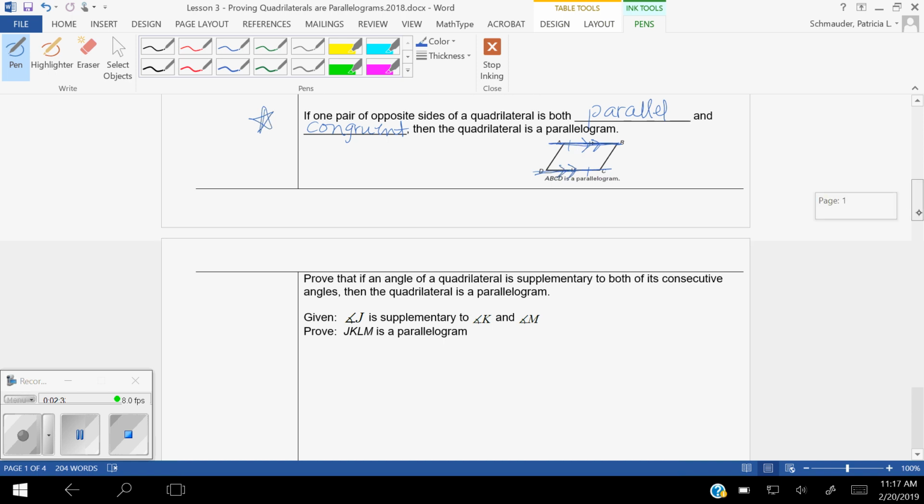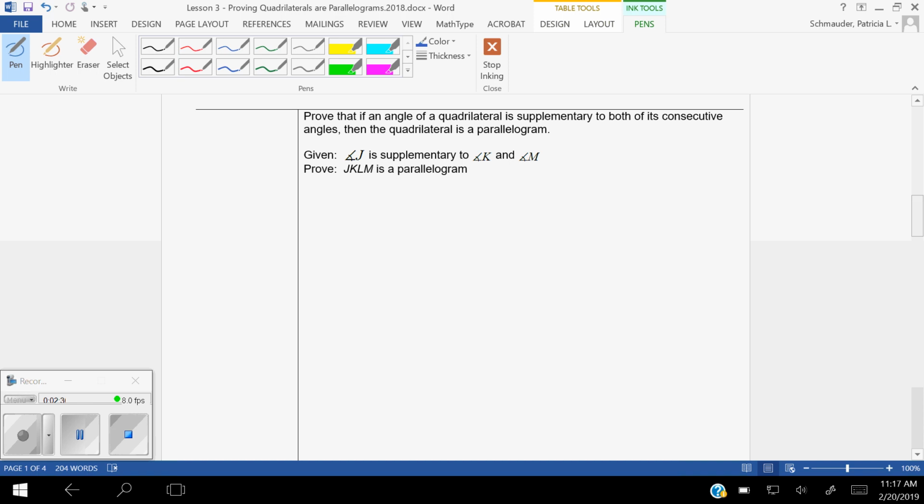So let's hop right in and use this new knowledge to do a proof. It says, prove that if an angle of a quadrilateral is supplementary to both of its consecutive angles, then the quadrilateral is a parallelogram. We're proving the theorem from up above. So let's see what we got here. I'm going to draw J, K, L, M. And remember how I have to label my vertices consecutively. Doesn't matter which one you start with, and doesn't matter whether you go clockwise or counterclockwise. You just have to label them consecutively.